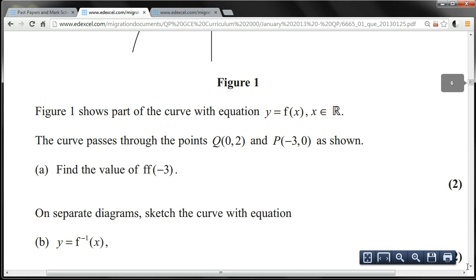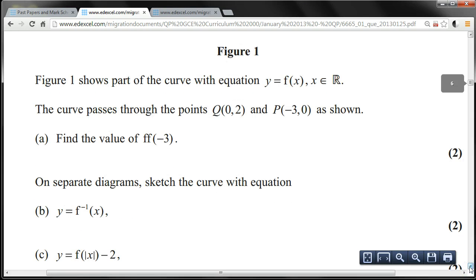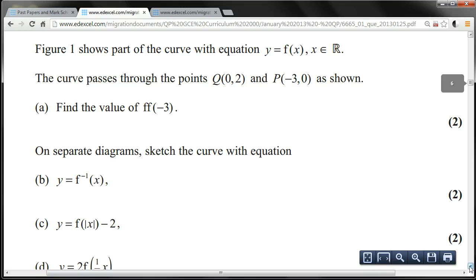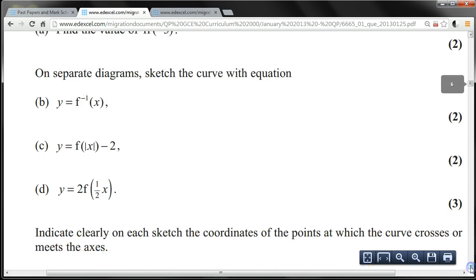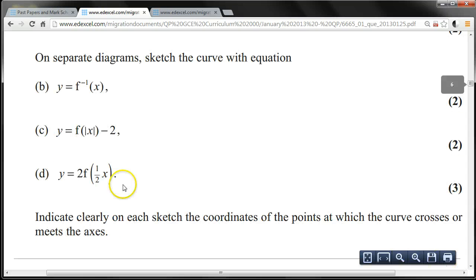On separate diagrams, sketch the curve with equation y equals f to the minus 1 of x, y equals f of modulus x minus 2, y equals 2 f of half of x. Indicate clearly on each sketch the coordinates of the points at which the curve crosses or meets the axes.